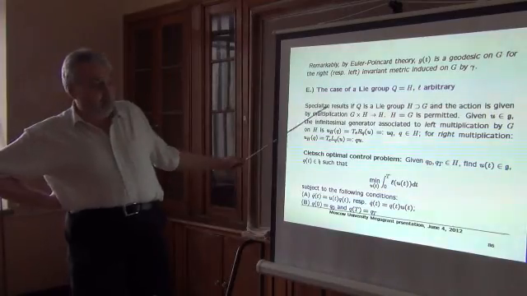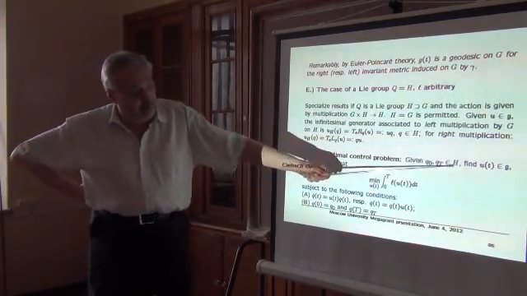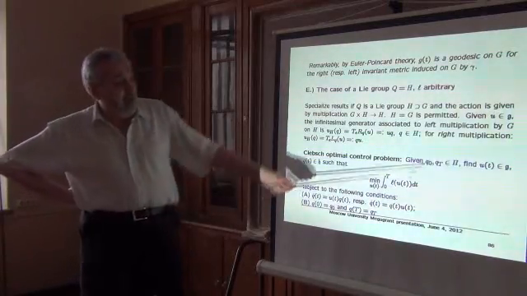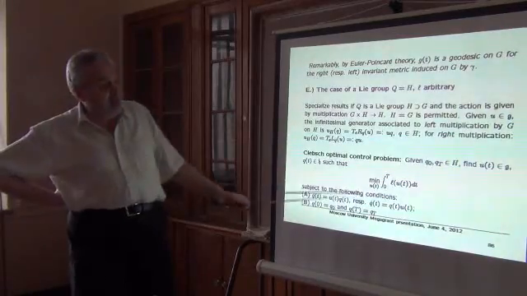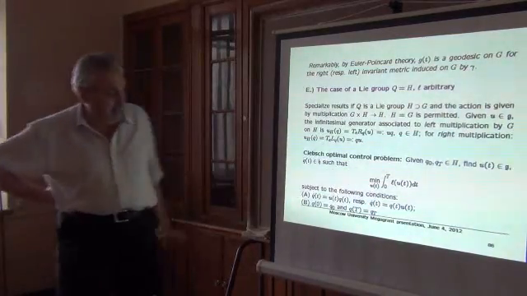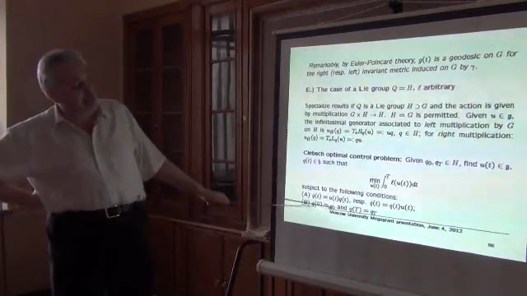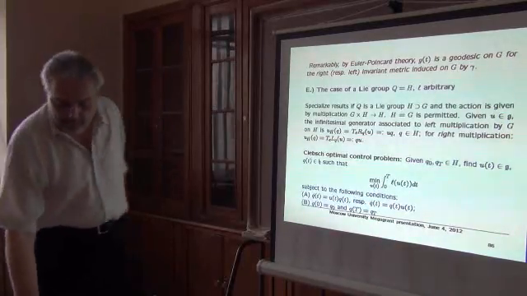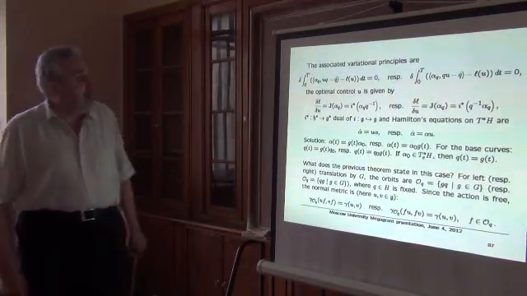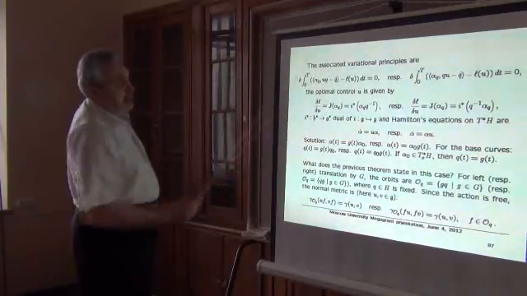What is the problem? The Clebsch optimal control problem. In this case, I give you 2 points in the big group. I want to find a U of t in the little Lie algebra, a Q of t in the big group, such that I minimize the total cost, subject to, here is literally multiplication, and I want to go from Q0 to Qt. A very simple problem. Okay, I can write the variational principles down, here they are.